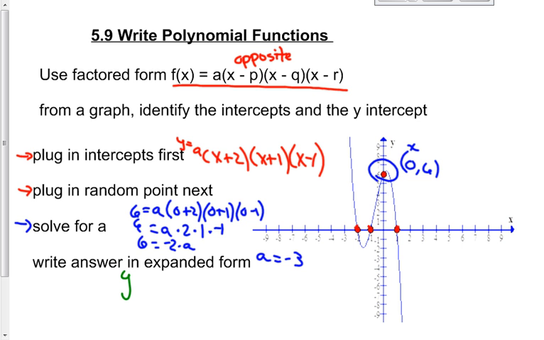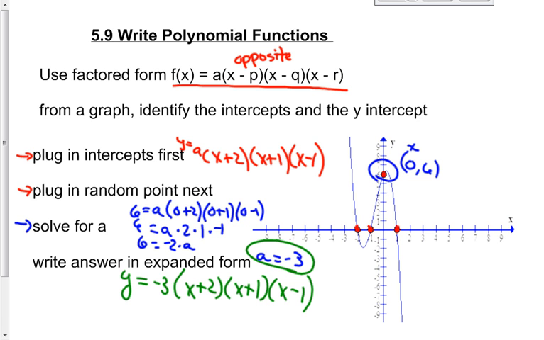Y equals, we're going to plug in this a number that we just got, -3 quantity, and then we had x plus 2, x plus 1, x minus 1. Done. There's your answer for this equation given the 3 x-intercepts and 1 random point.